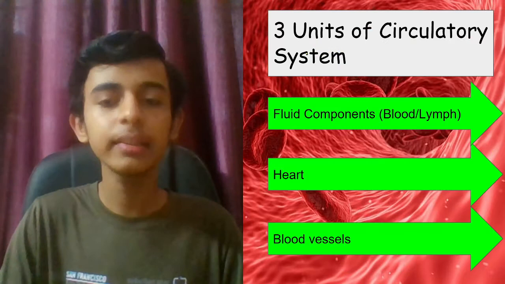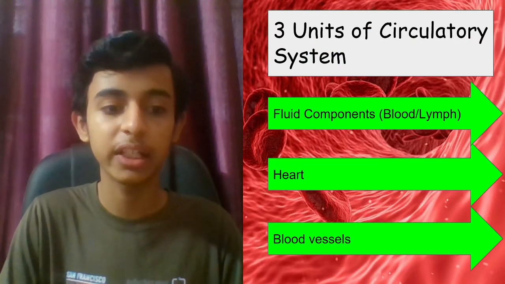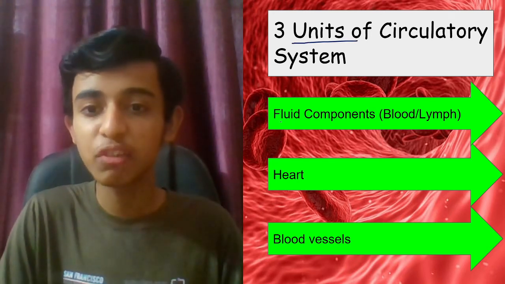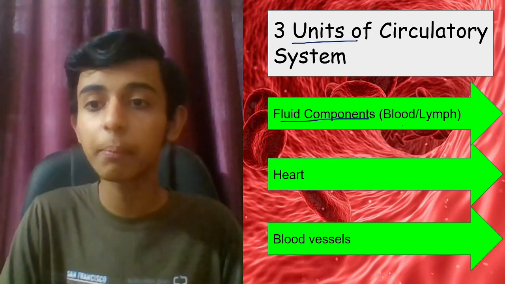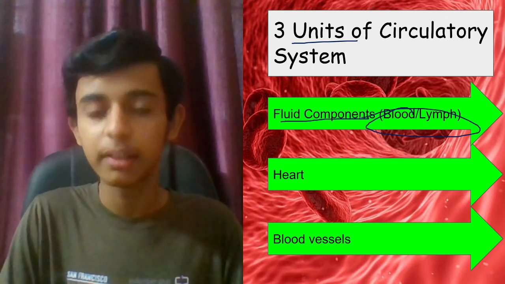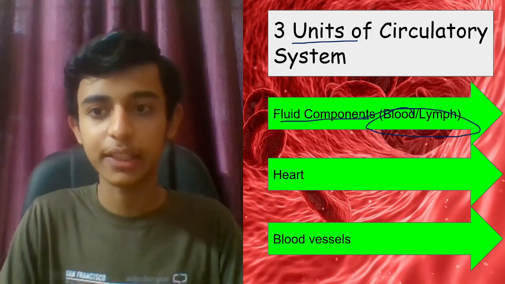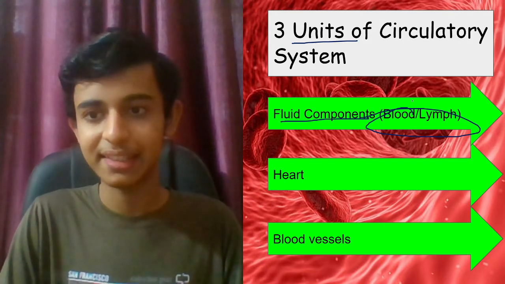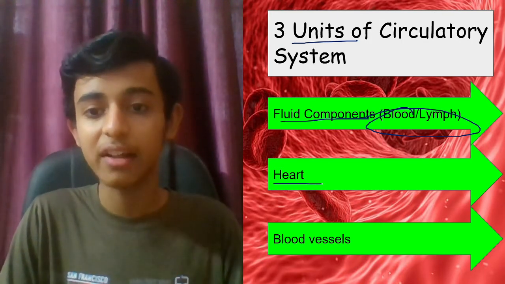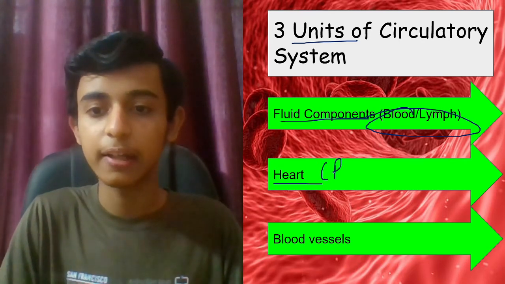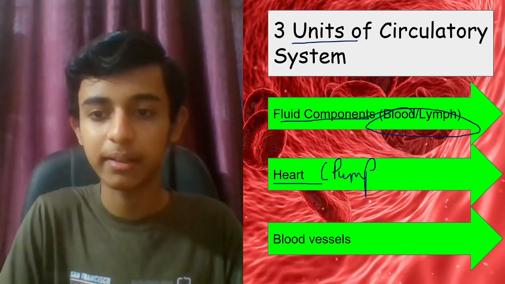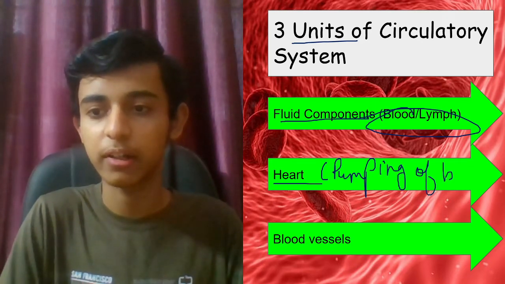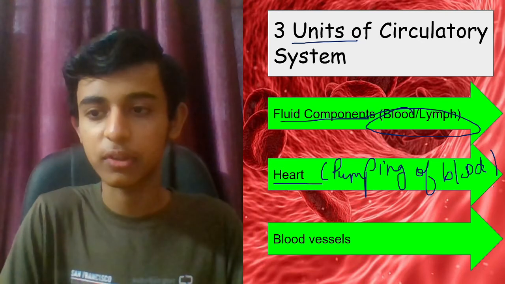Clear? Now moving to the three units of circulatory system. What are they? Number one is your fluid components. What are your fluid components? Blood and lymph, which is the main thing of the circulatory system. In blood only everything is embedded, isn't it? Then we have the heart, very important, and its function is pumping of blood. This is the main function of the heart. We will be discussing it in detail, do not worry.